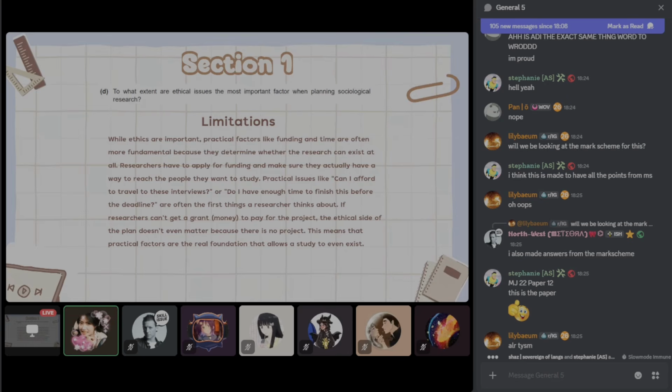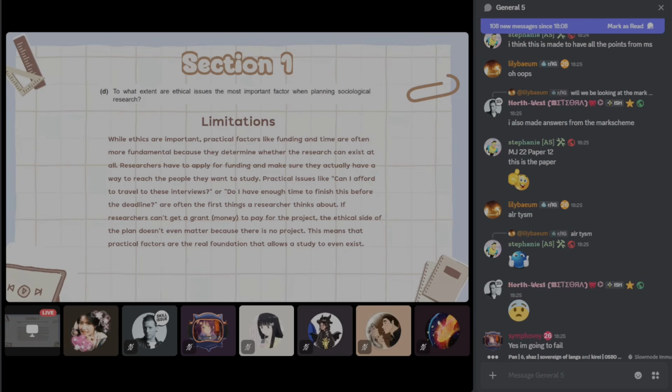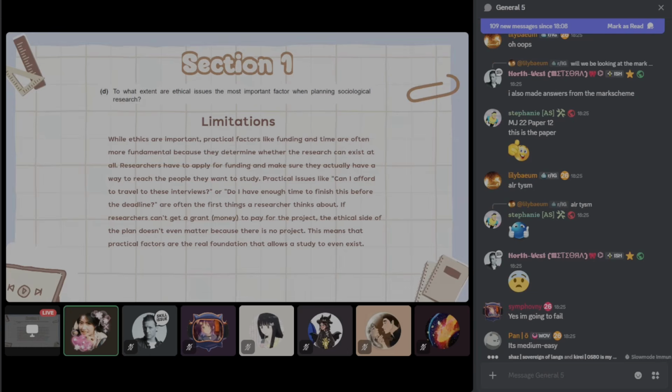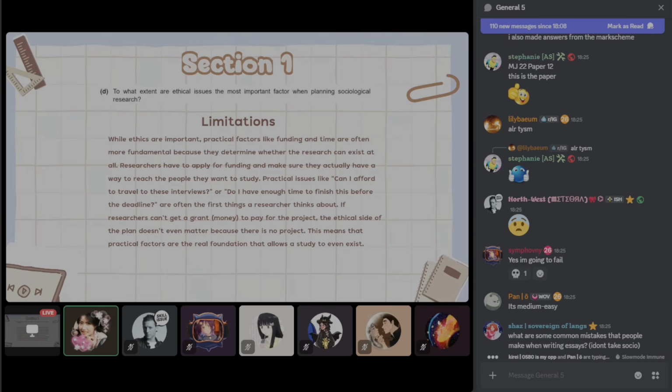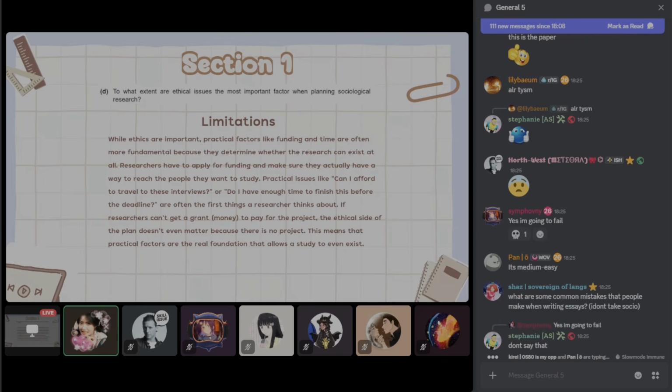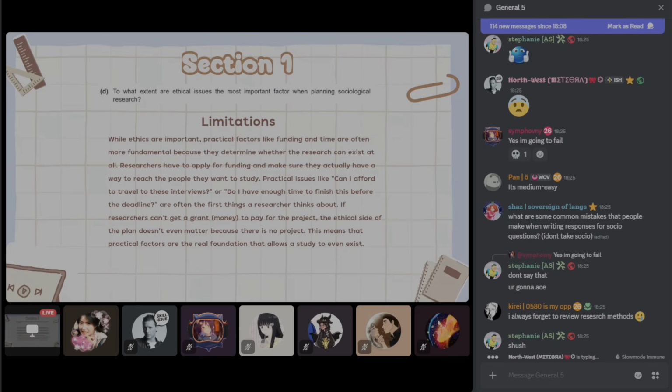So far, do you guys find this paper hard? Because this is a low grade threshold paper, so I'm going to fail. Oh, no, okay, don't say that. We're all going to cook sociology. Don't worry. I always forget to review the research methods. Oh, topicals really work, in my opinion. At least it does for me.